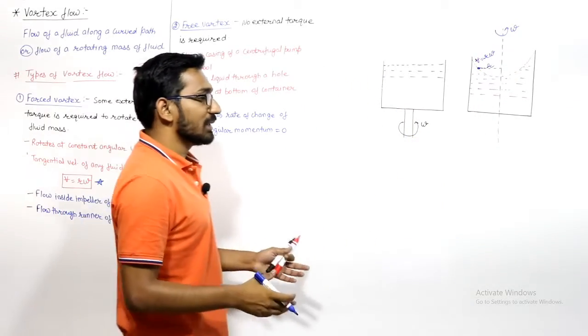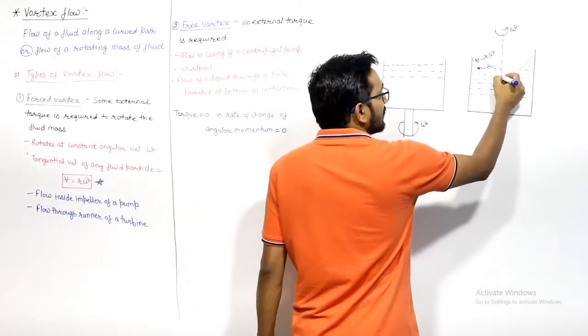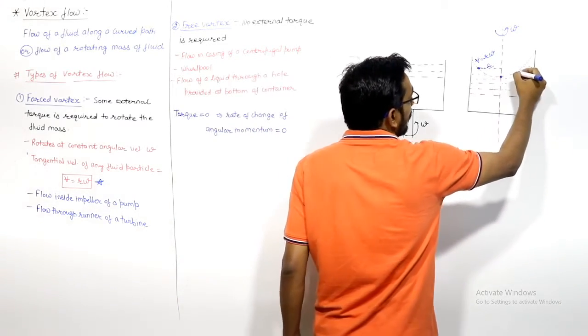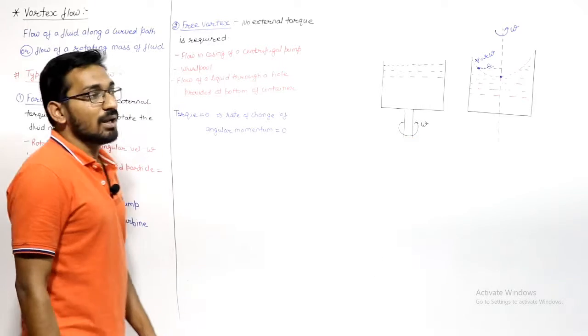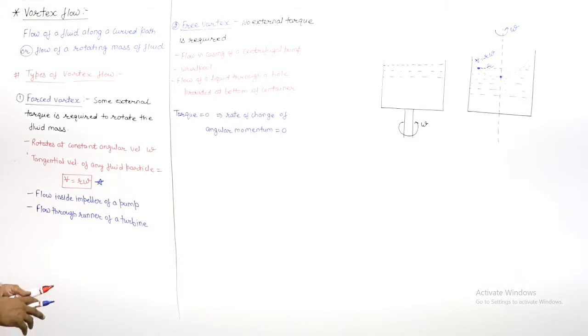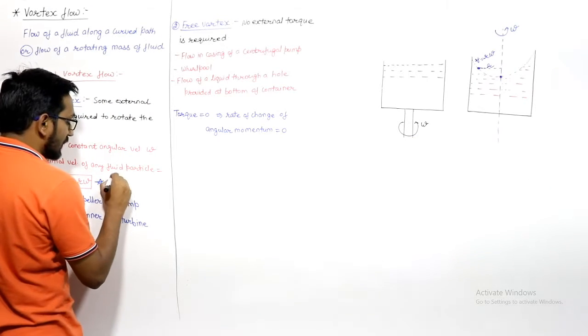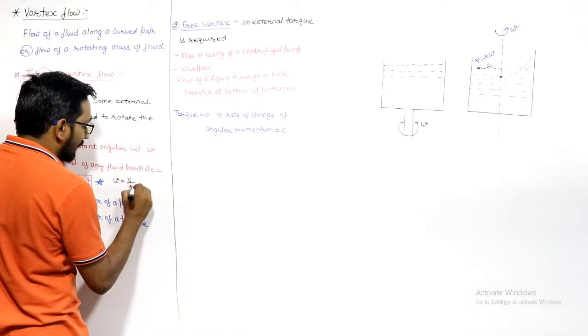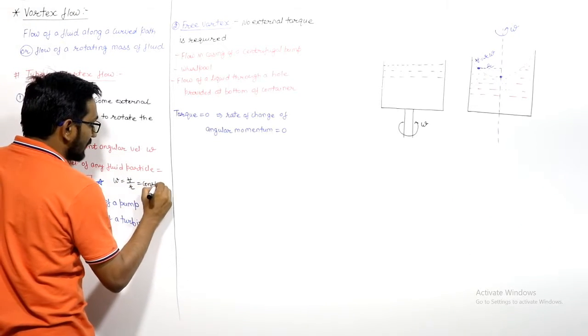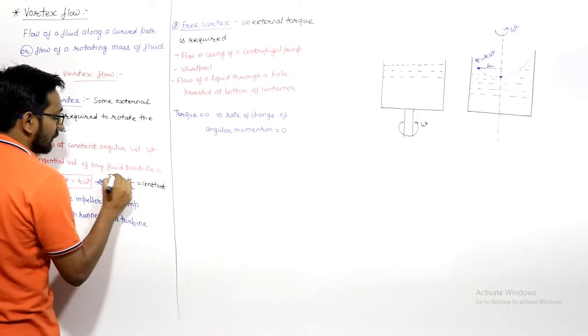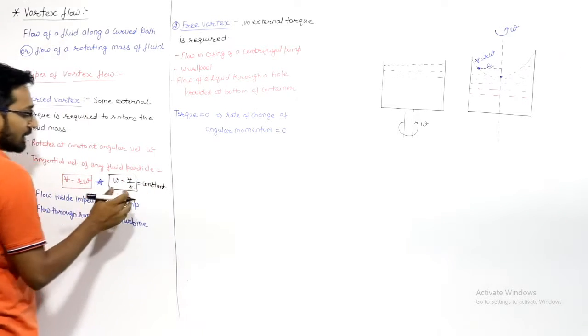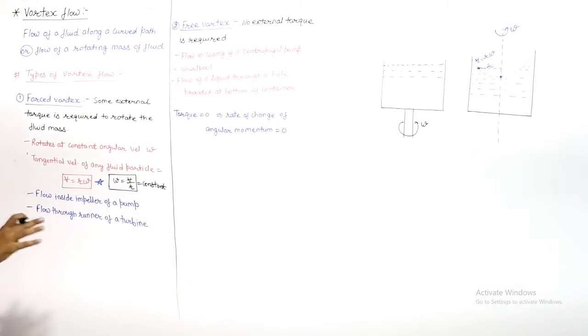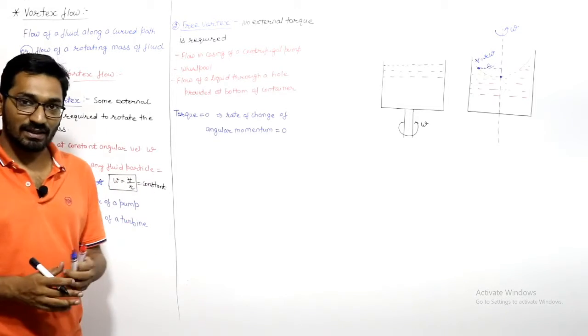Similarly, you can calculate the tangential velocity at each and every point. The tangential velocity at this point will be 0, and as you go in this direction, the tangential velocity will increase, equal to R omega. So we can write that omega is equal to V by R, and that is constant. We maintain this omega as a constant. So the fundamental relation for the forced vortex is V by R is constant. We have to maintain this V by R as a constant.